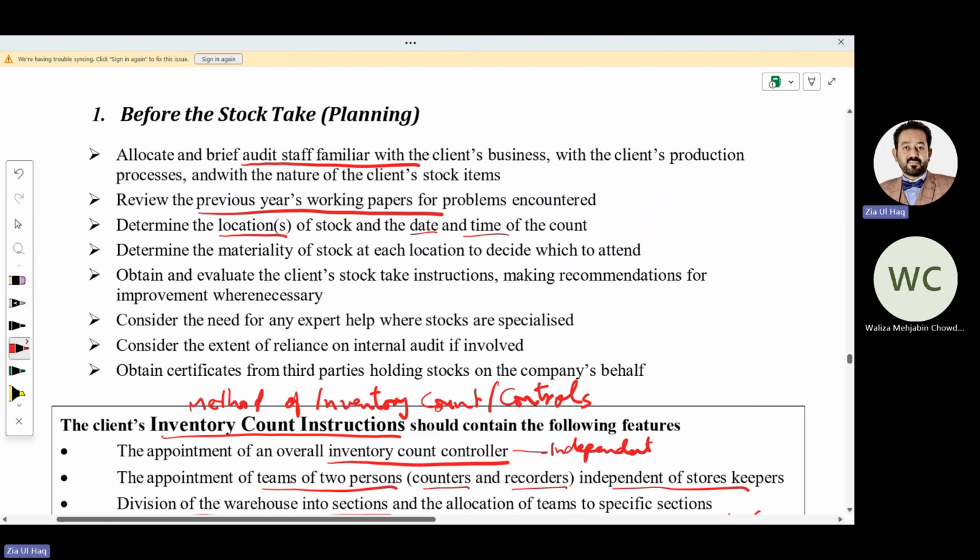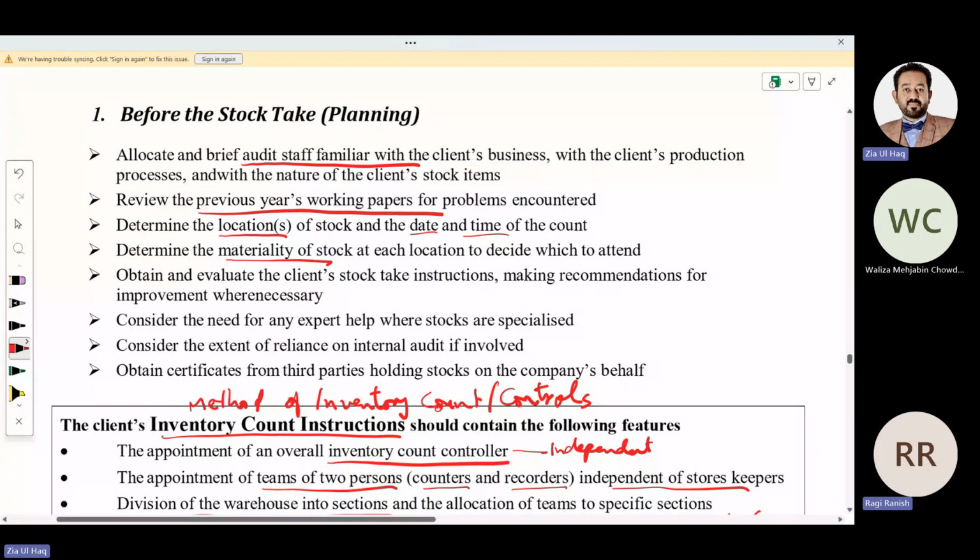So before count, we need to make sure of the competence of our staff who is going to attend inventory count, whether he has familiarity and knowledge of inventory and client business or not. We need to review the previous year working paper to identify problems in the previous year's count so that we can keep those issues in our mind. And we need to make sure of the location, date, and time of the count. And we need to make sure of the materiality of stock.